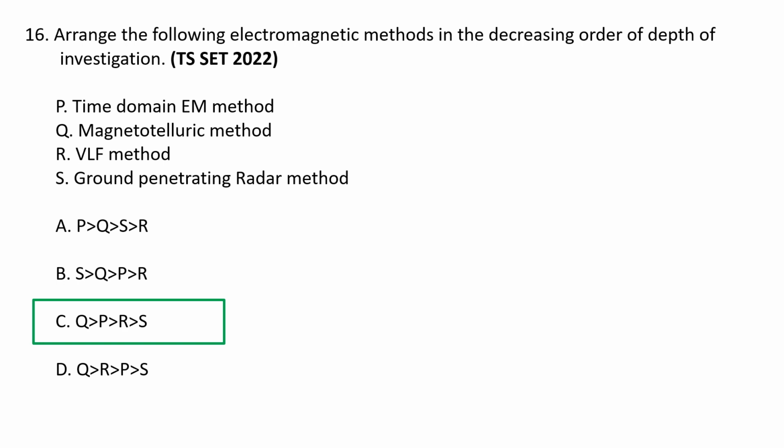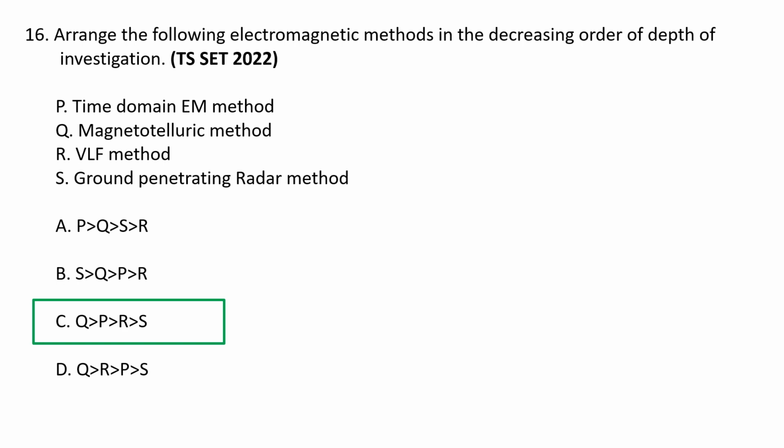And the next is the time domain method. In the time domain method, the depth of investigation is up to 30 feet to 3000 feet. Whereas in the case of the VLF method, the depth of investigation is around 4 to 5 meters in conductive soils, and it may range up to 60 meters in highly resistive soils.